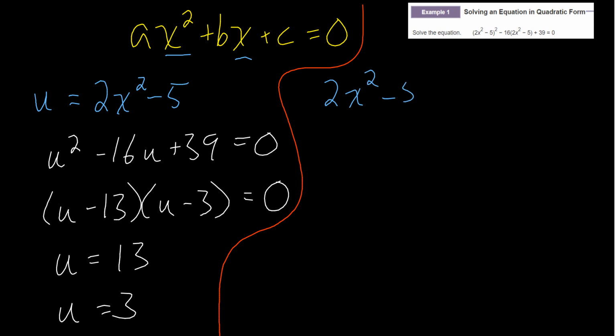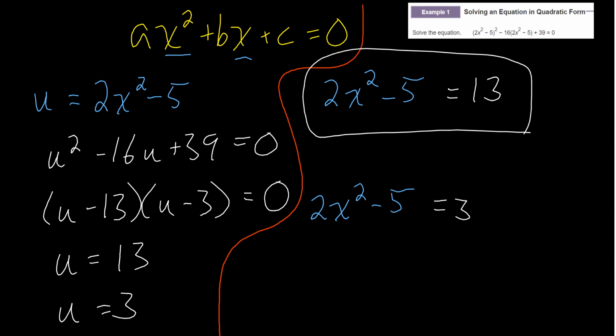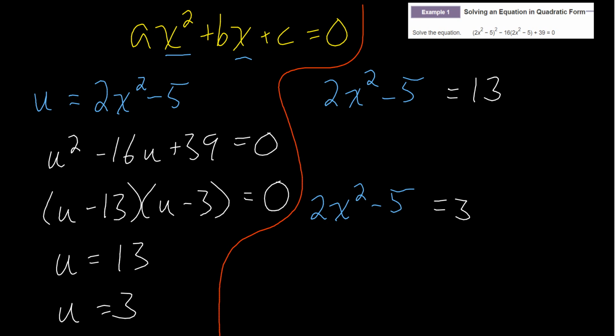All right, and that's going to be equal to 13. And then we also have a second one, so 2x squared minus 5 is equal to 3. I meant to write 13 up here. Okay. And then if we solve for this, we're going to do a little bit of mental math. We add 5, divide by 2, so 18 over 2 is 9, and the square root of 9 gives plus or minus 3. So x is equal to plus or minus 3.